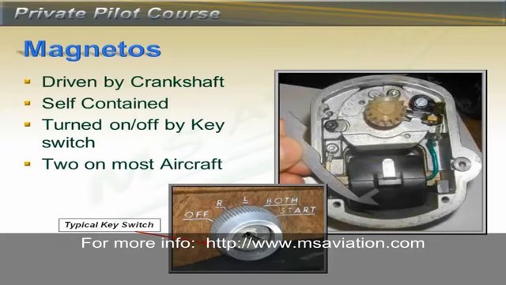If the pilot selects off, then both magnetos are not providing electricity to the spark plugs, and the engine will stop. It's important to know that even when the key switch is turned to left, right, both, or off, the magnets are still spinning. It's just the electricity is not allowed to flow to the spark plugs.